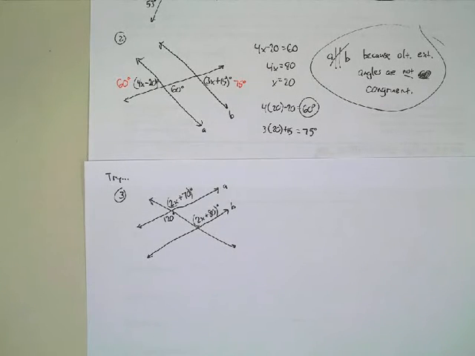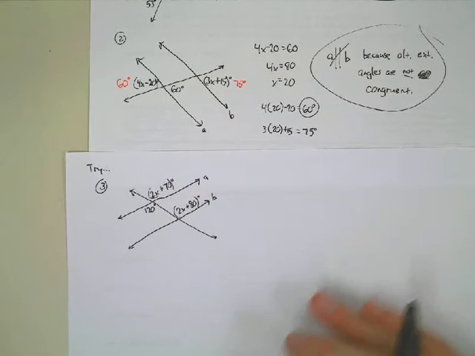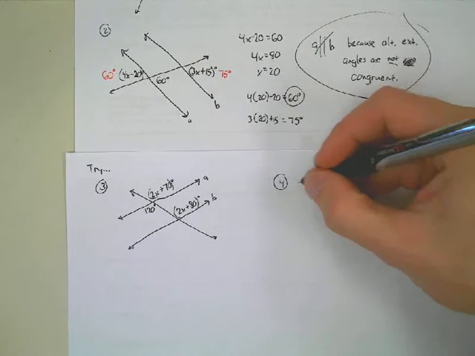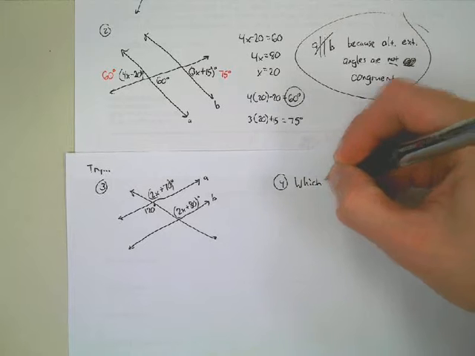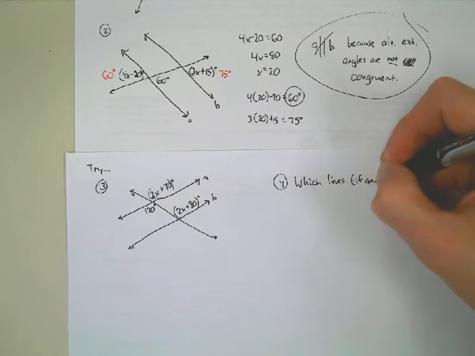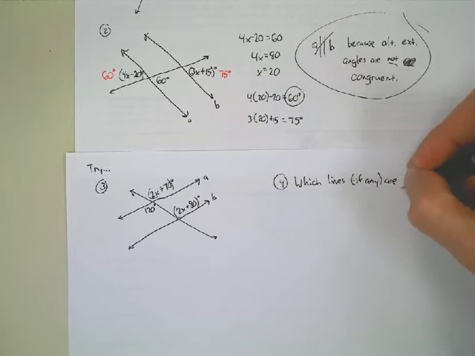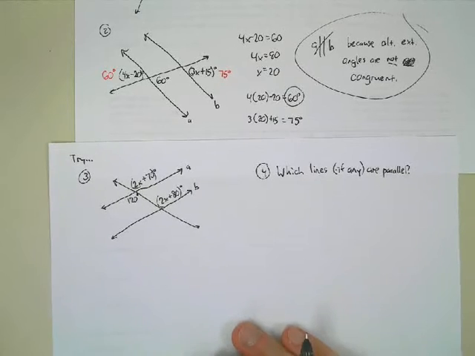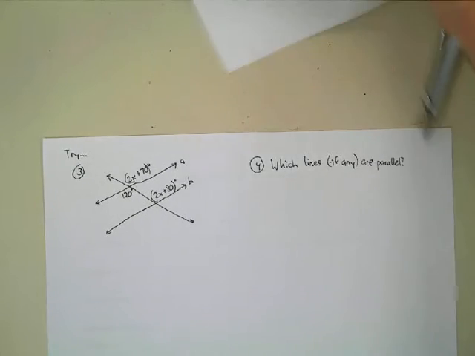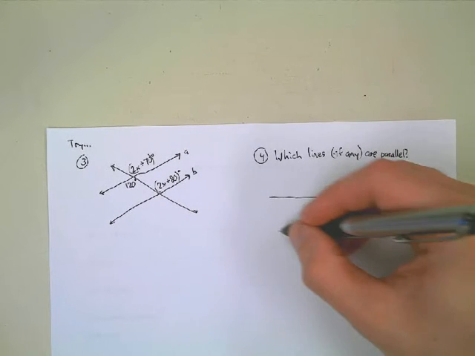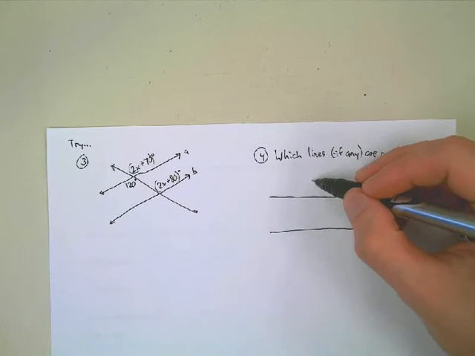Okay. There's that one. There's the first one, number 3. And then number 4, I'm going to give you slightly different directions for number 4. I want you to tell me which lines, if any, are parallel. Okay, so which of these lines, if any, are parallel? It's a big hashtag.